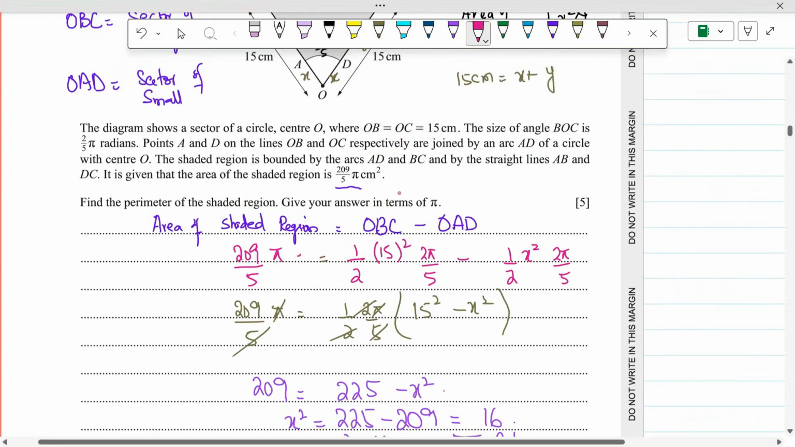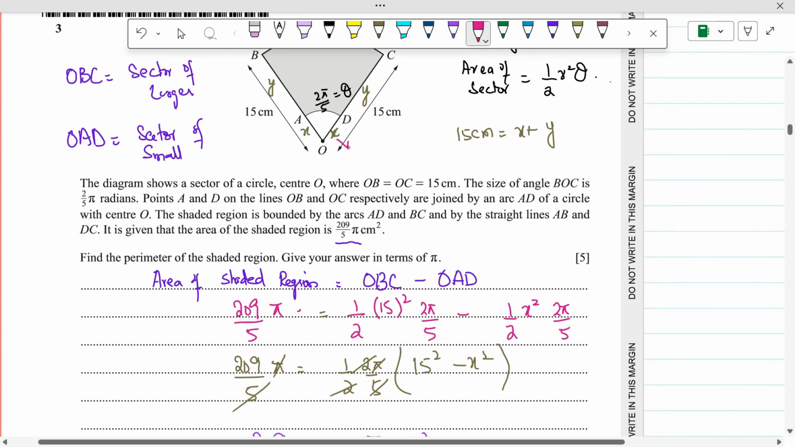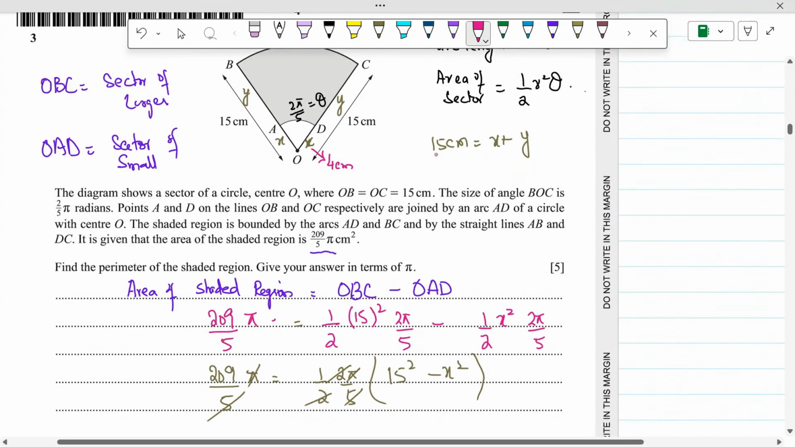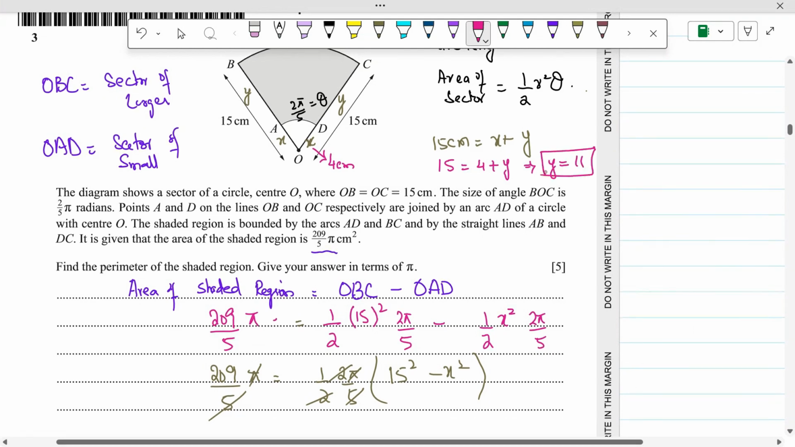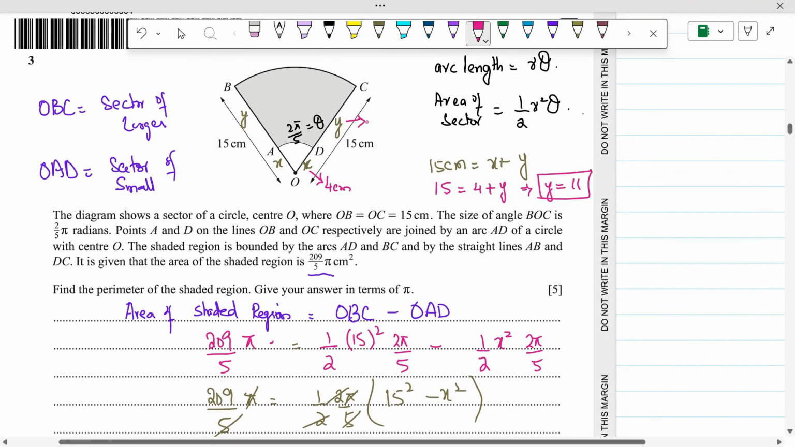Okay. Now we have calculated the value of X, which is 4 centimeters. So what will be Y? Y will be 15 minus X. So 15 centimeters is equal to 4 plus Y. So Y is equal to 11 centimeters. So we have calculated the difference, which is 11 centimeters.